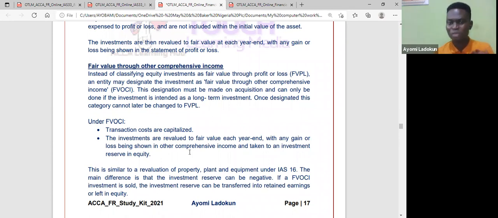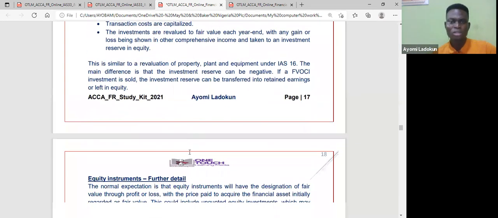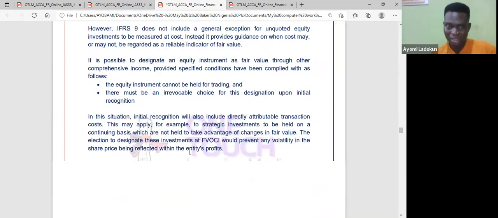But if my equity instrument is held at fair value through other comprehensive income, transaction costs will be capitalized. That means it will be added as part of the cost of that investment, okay? Then that investment also will be revalued at the end of the year, with any gain or loss recognized in other comprehensive income. Is that okay? So that's the difference. You need to understand that.